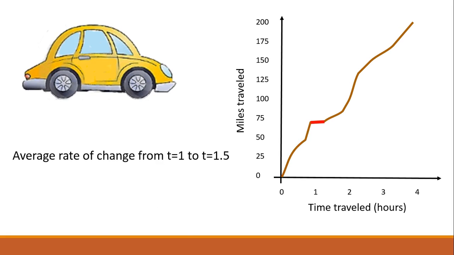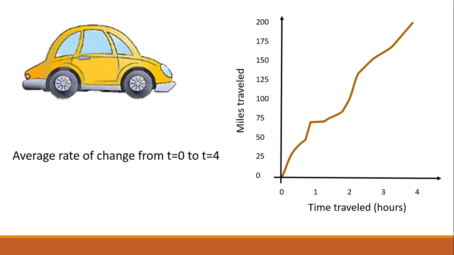How about this part of the trip? We're going from t equals 1 to t equals 1.5, so from 1 o'clock till 1:30. Well, during that part of the trip, our time did change, but our distance didn't change. And that means that our average rate of change was 0 miles per hour, which makes sense. We didn't move any distance, so our speed must have been 0.